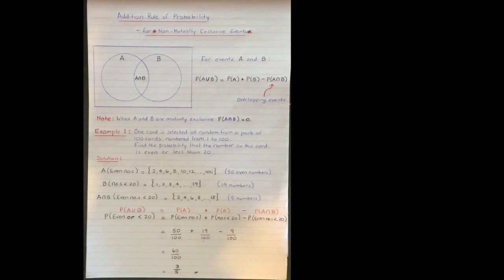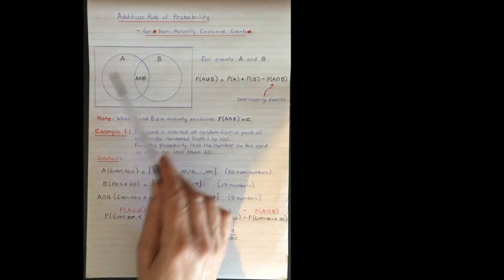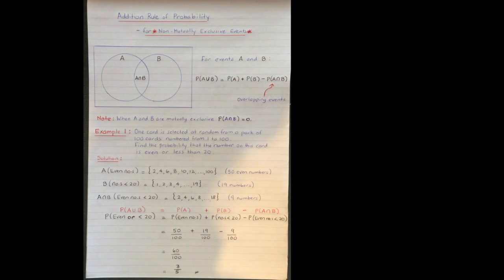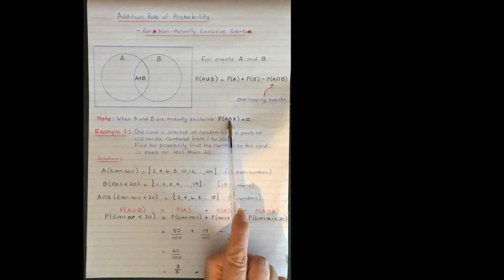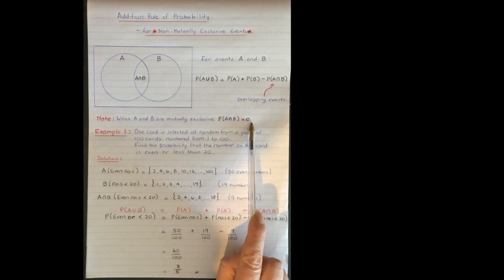In this lesson we're looking at the addition rule of probability again, but this time for non-mutually exclusive events. If you want to find the probability of A or B occurring, you would find the probability of A plus the probability of B, and then subtract the probability of those two events overlapping, which is well illustrated by a Venn diagram. Note that when A and B are mutually exclusive, the overlap is equal to 0.